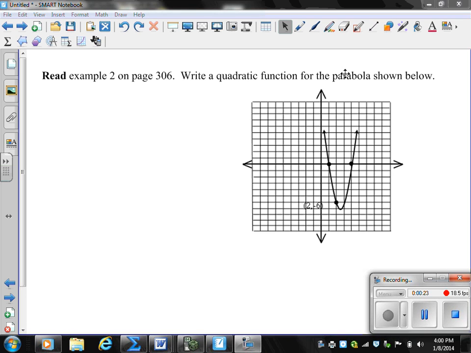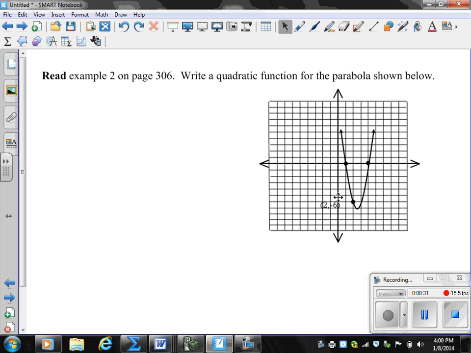So when we look at the graph, first of all, it's a quadratic, it's a parabola. What do we have here? Well, we have this random point down here, which is (2, -6). We also know that we have x-intercepts at 1 and at 4. So I'm going to key in on the fact that we have these x-intercepts at 1 and at 4.